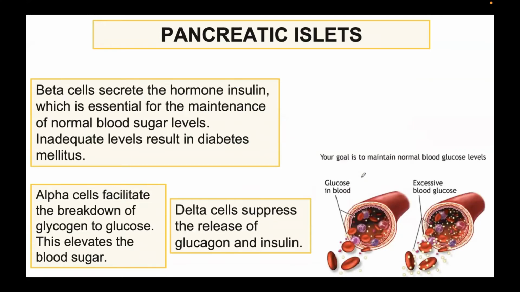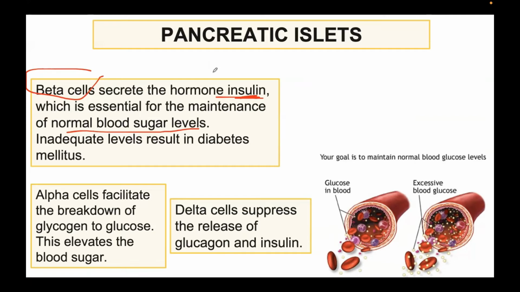Pakitandaan po yung mga pancreatic islets natin sa beta cells, they secrete the hormone insulin. Lagi po nating naririnig yan, which is essential for the maintenance of normal blood sugar levels. Because these hormones promote yung pagpasok po ng mga glucose natin papunta sa ating mga cells. So, pag nakapasok yung mga glucose na yun papunta sa ating cells, magagamit siya ng ating cells for different functions.